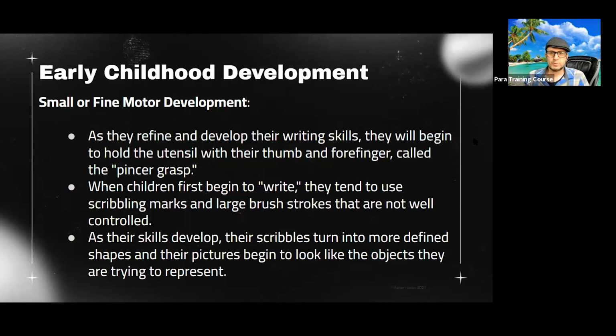Okay, let's talk a little bit more about small or fine motor development. As they refine and develop their writing skills, the young students will begin to hold the utensil with their thumb and forefinger, the pincer grasp. When children first begin to write, they tend to use scribbling marks and large brush strokes that are not well controlled. But as their skills develop, their scribbles turn into more defined shapes, and their pictures begin to look like the objects they are trying to represent.